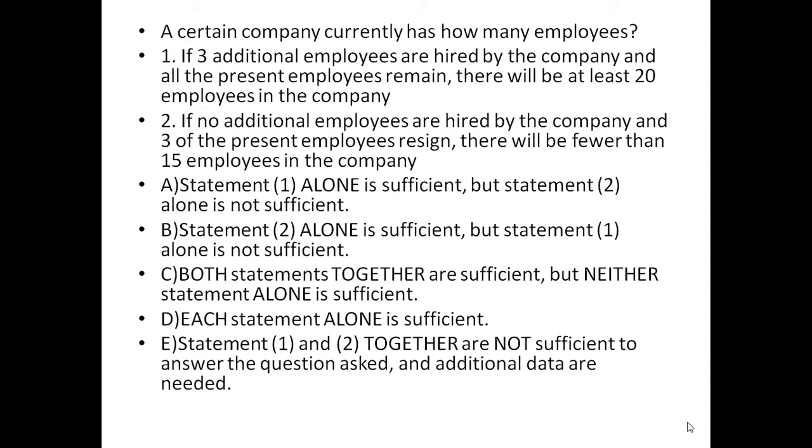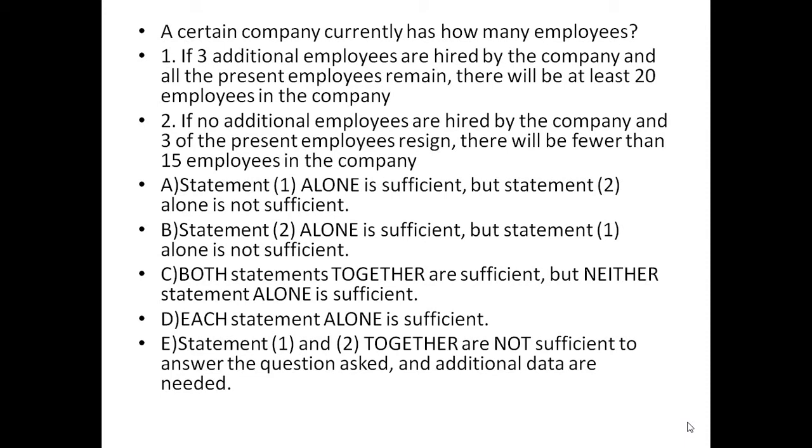The first statement tells us that if 3 additional employees are hired by the company and all the present employees remain, there will be at least 20 employees in the company. The second statement tells us that if no additional employees are hired and, out of the existing number of employees, 3 resign, there will be fewer than 15 employees in the company.